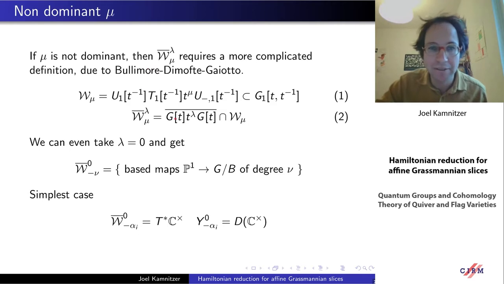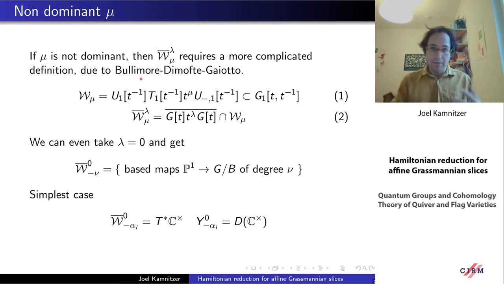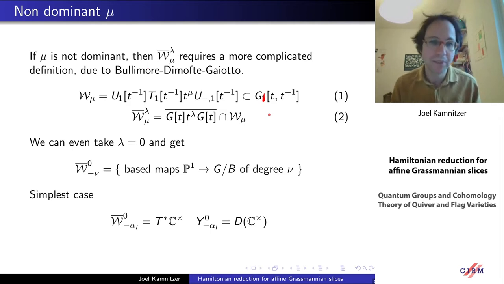But in recent years, starting about five years ago in the work of Bullimore, Dimofte, Gaiotto, in the physics literature, there came to be a definition of this W lambda mu when mu is not necessarily dominant. So first we begin by defining W mu. Rather than being a subvariety of the affine Grassmannian, W mu is simply defined to be a subvariety of G((t inverse)), the loop group, G over Laurent polynomials.